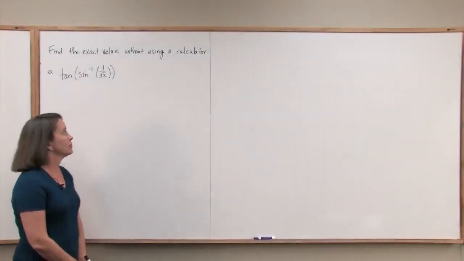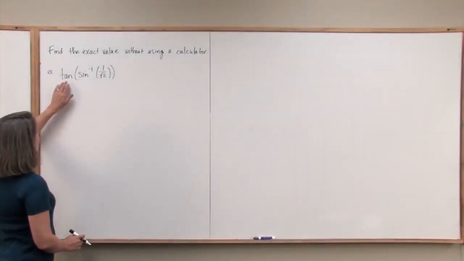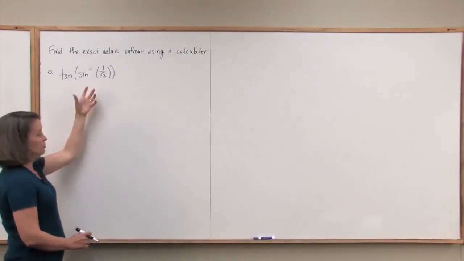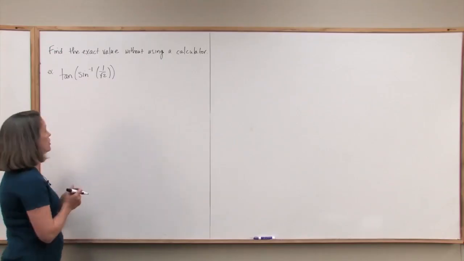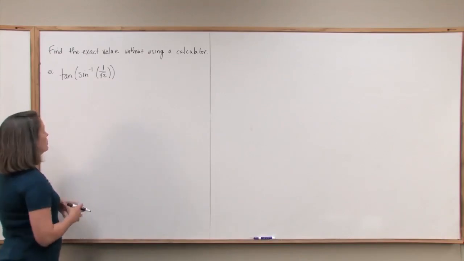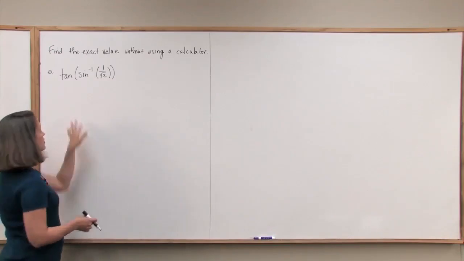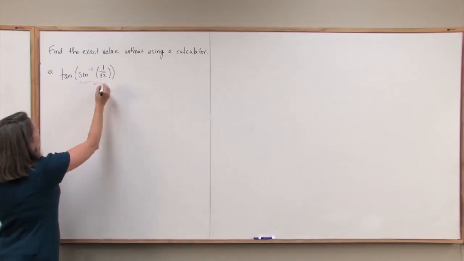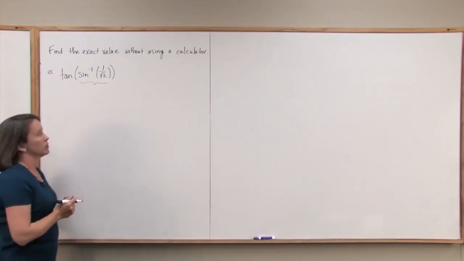In this next example, notice that we're looking for the tangent of the inverse sine of 1 over the square root of 2. So I've sort of mixed up our trig functions and inverse trig functions. None of those special relationships will help us, and we simply need to work this out starting with the inside part. So let's start with the inverse sine of 1 over the square root of 2.